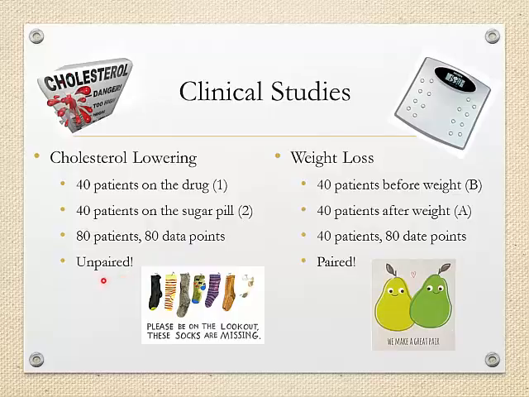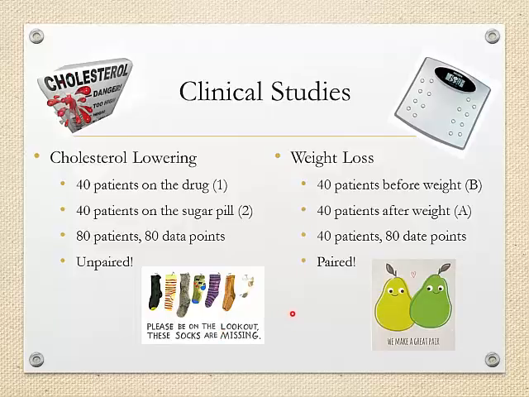This means that we're dealing with an unpaired example. We have a data point for every single patient. We're not collecting more than one data point from patients. The little clip art that I picked was, please be on the lookout for these socks. These socks are missing. So these are unpaired socks.